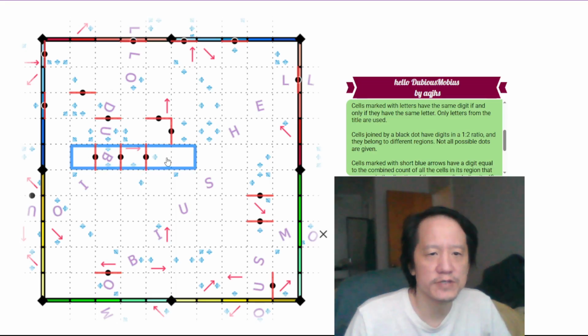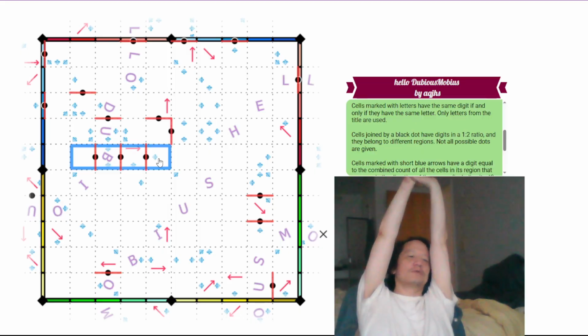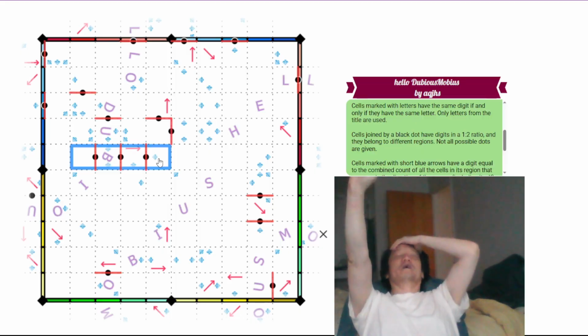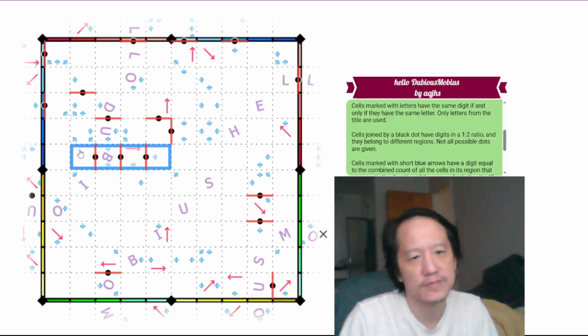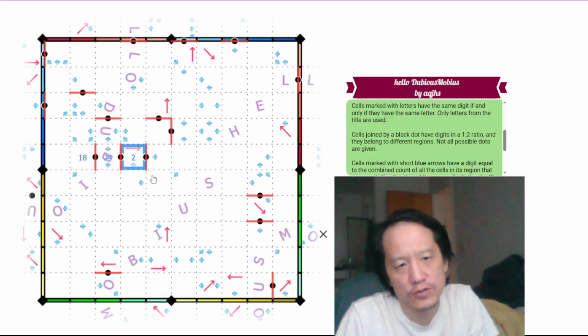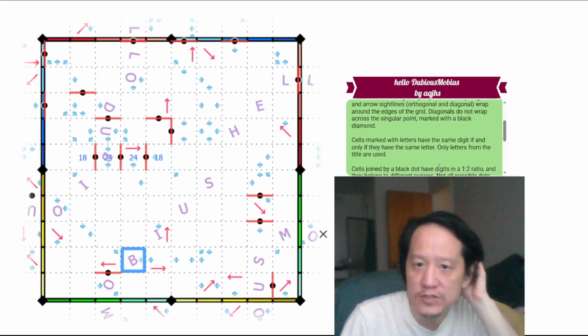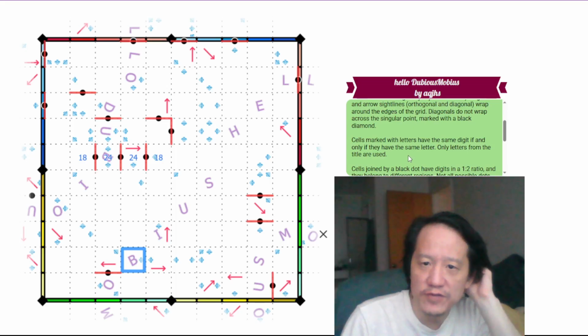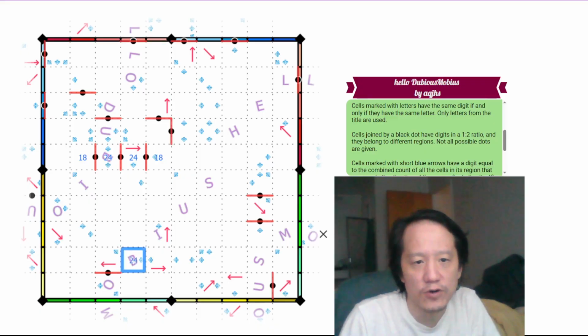Okay. We know this has to be four unique digits in these. Every row has contained unique digits. From 0 through 9, the only digits that are in a 1 to 2 ratio is if you have 4 of them in a row, and they're all unique, it's 1, 2, 4, and 8. So this is 1 or 8, this is 2 or 4, 2 or 4, and 1 or 8. Therefore, the B's are all the same because cells marked with digits have the same digit if and only if they have the same letter. So this must be the same. This is 2 and 4.